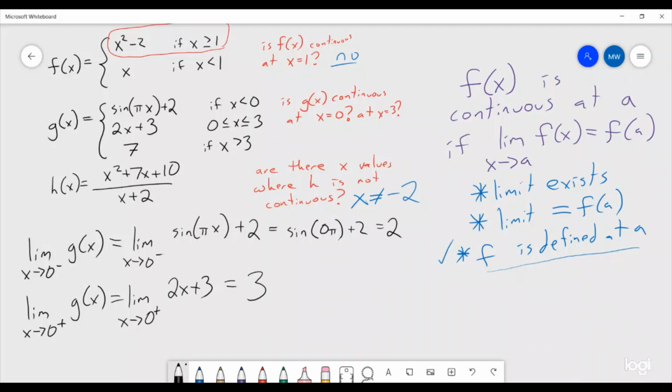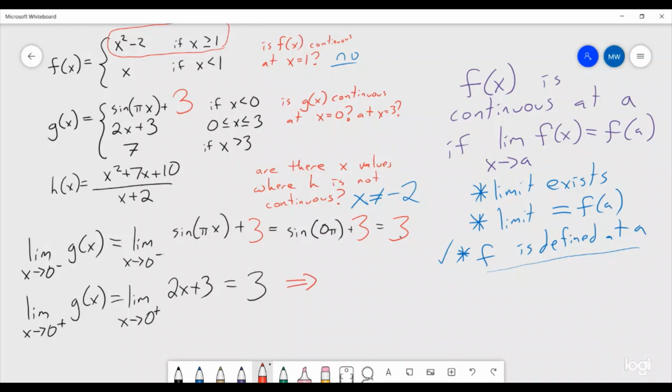Now, if we had changed this, just a little bit, so instead of a plus 2, it was a plus 3. Well, and that's going to change this a little bit more. So that becomes a 3 plus 3 equals 3. If this was what we were given, then g of x would be continuous at 0.